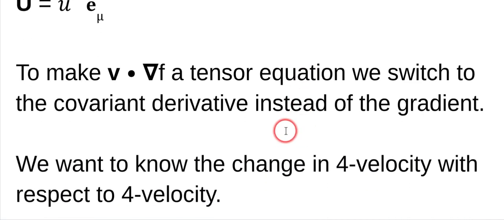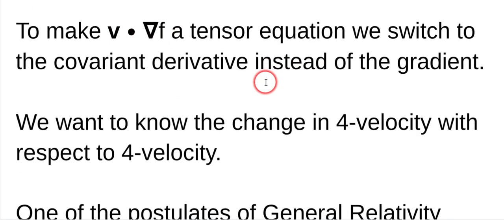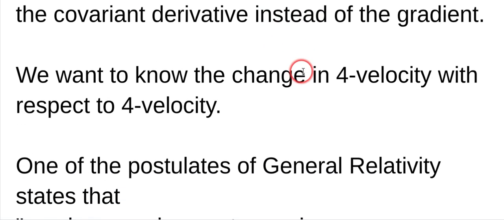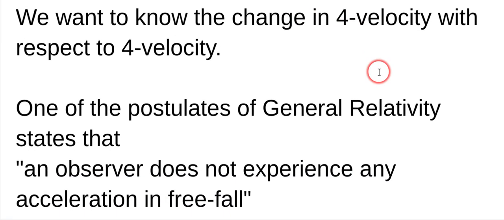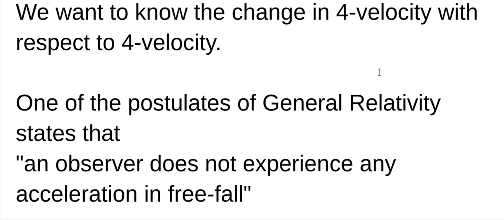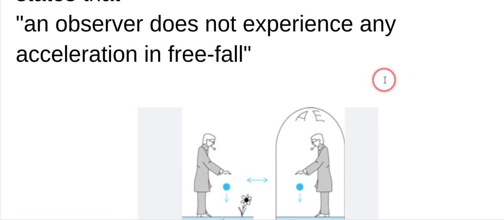So we want to know the change in the 4-velocity. That's going to be the derivative of the 4-velocity with respect to itself. Now, remember, one of the postulates of general relativity states that an observer does not experience any acceleration in free fall. And you can look at it.